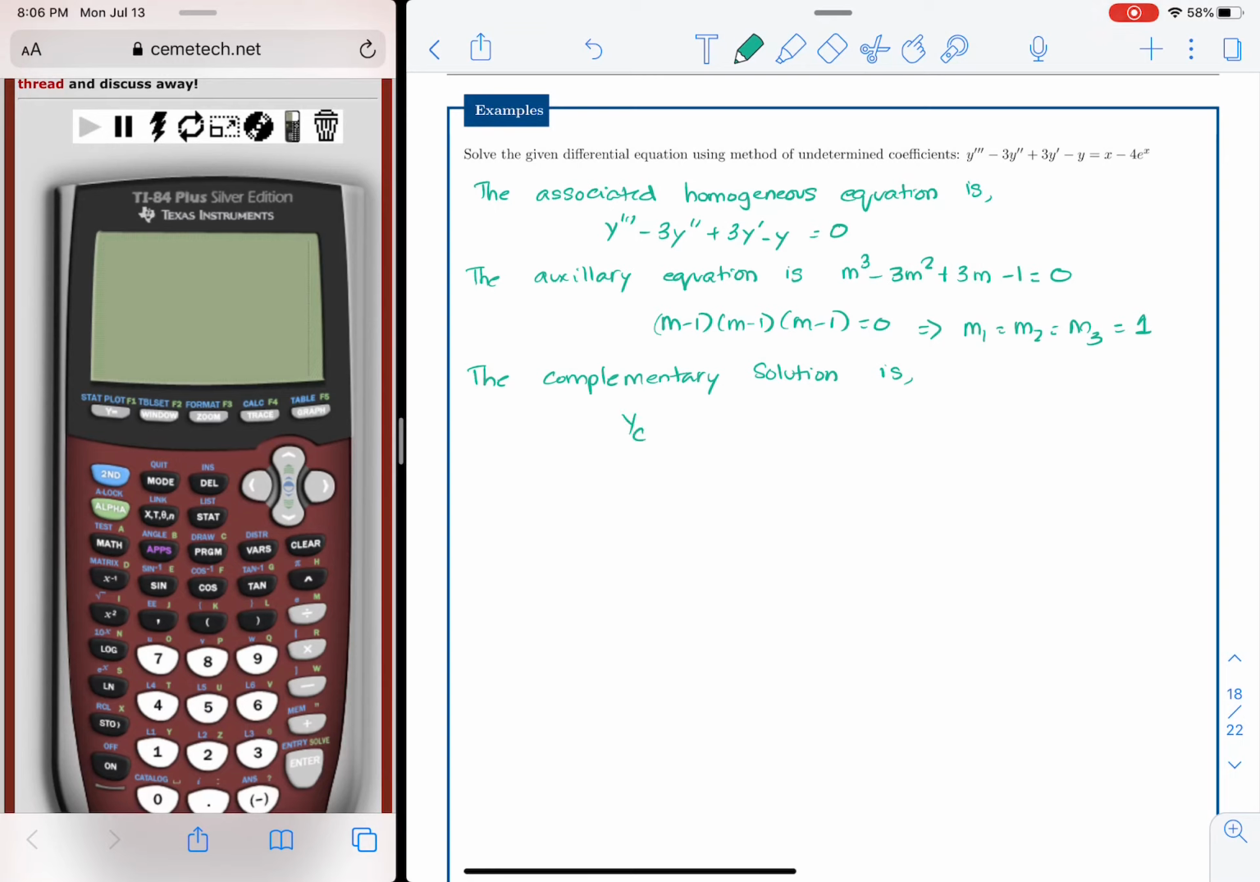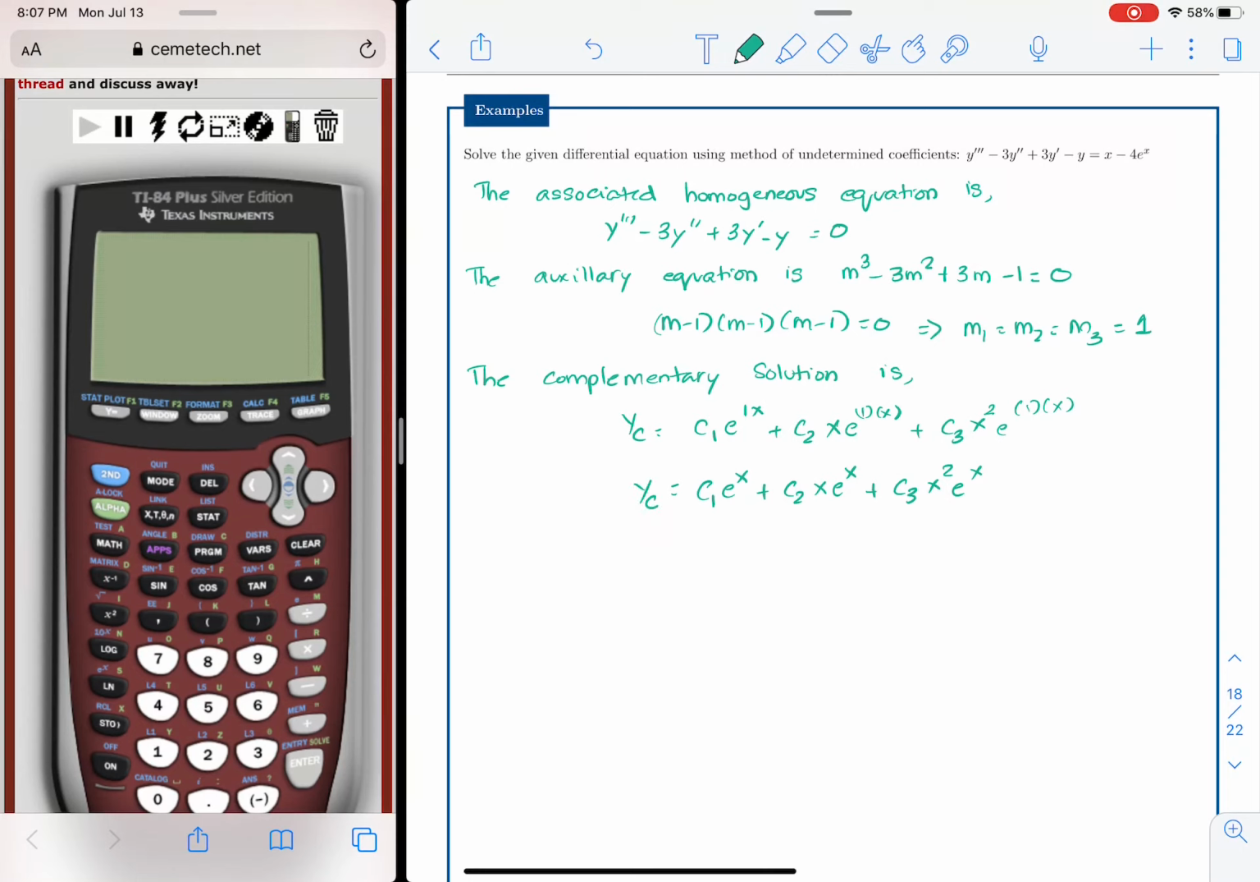So the complementary solution is yc is c1 e raised 1x plus c2 x e raised 1 times x plus c3 x squared e raised 1 times x. So we have c1 e raised x plus c2 x e raised x plus c3 x squared e raised x.